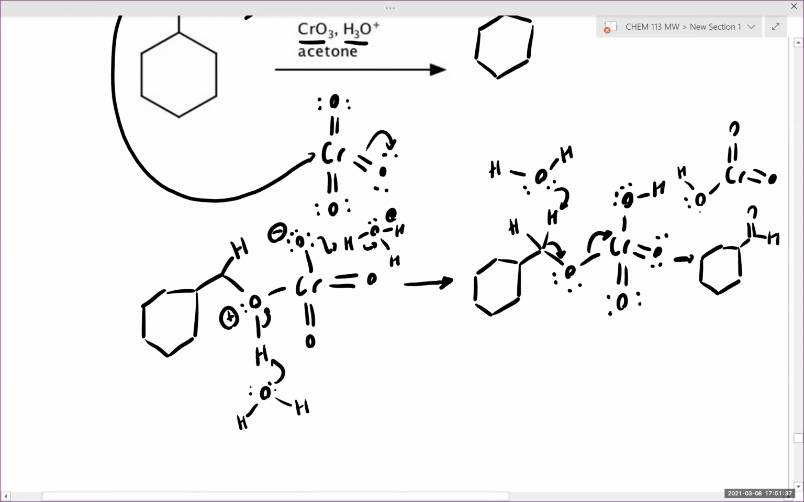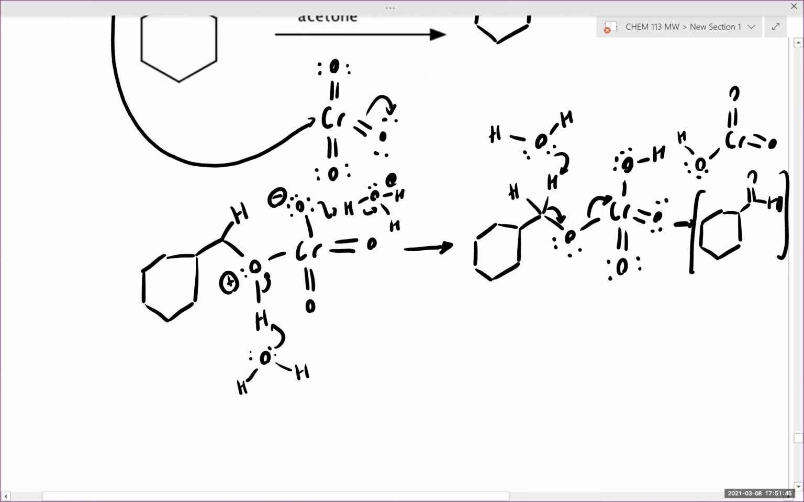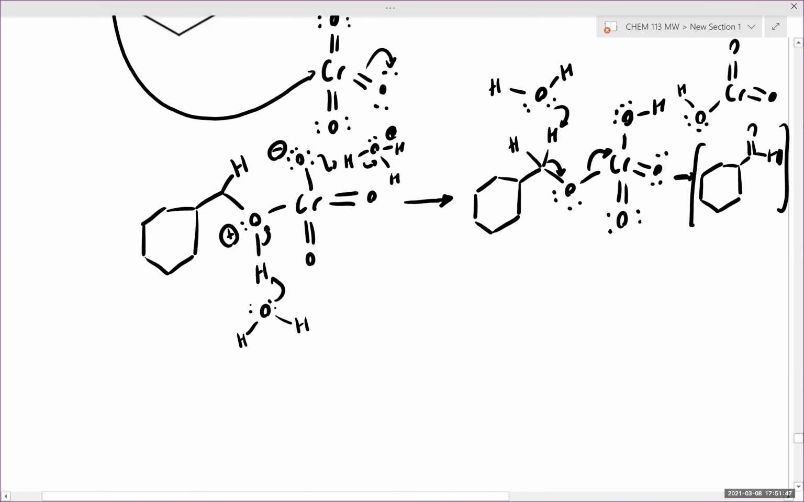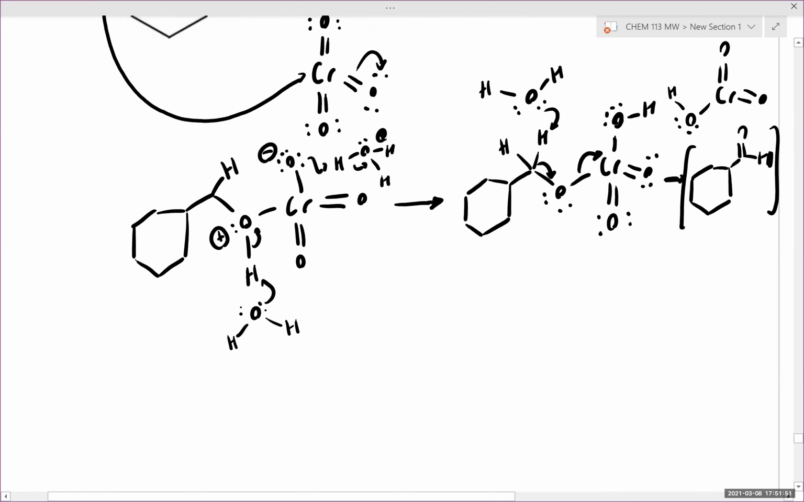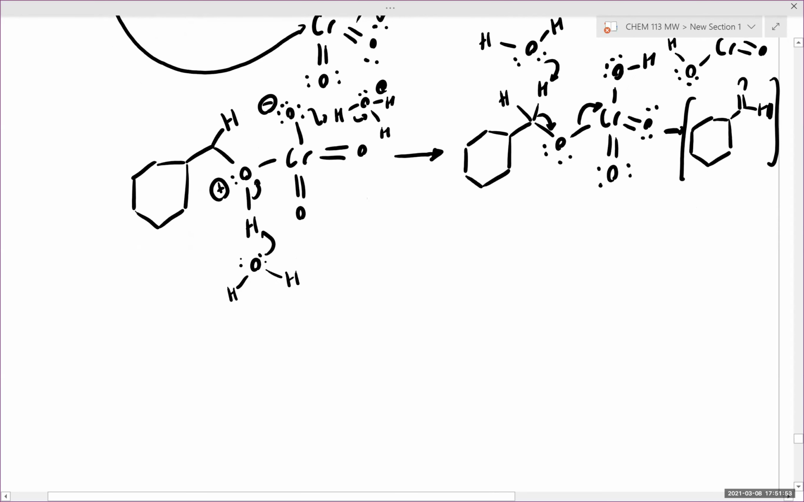Now, unfortunately, it's very, very difficult to isolate the aldehyde under these conditions. The aldehyde is pretty reactive, and so it will be subject to further oxidation. So now that we have our aldehyde intermediate, how do we oxidize this aldehyde intermediate further?